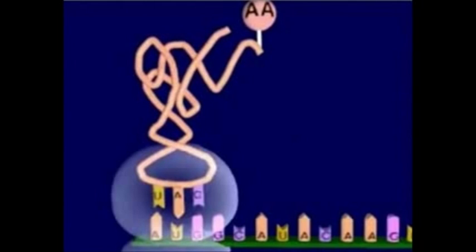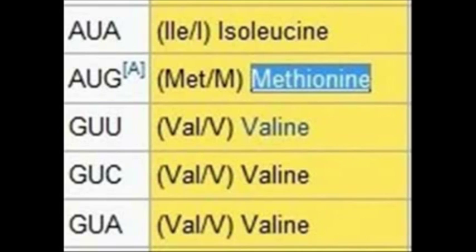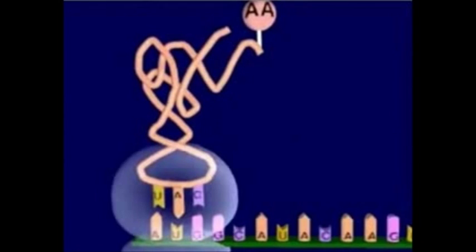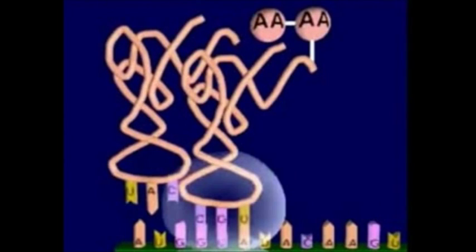The amino acid expressed by AUG is called methionine. There are actually tables that show which codons, or sets of 3 bases on mRNA, express which amino acids. The base sequence GCA, for example, expresses the amino acid alanine. So this amino acid chain would be methionine and then alanine.